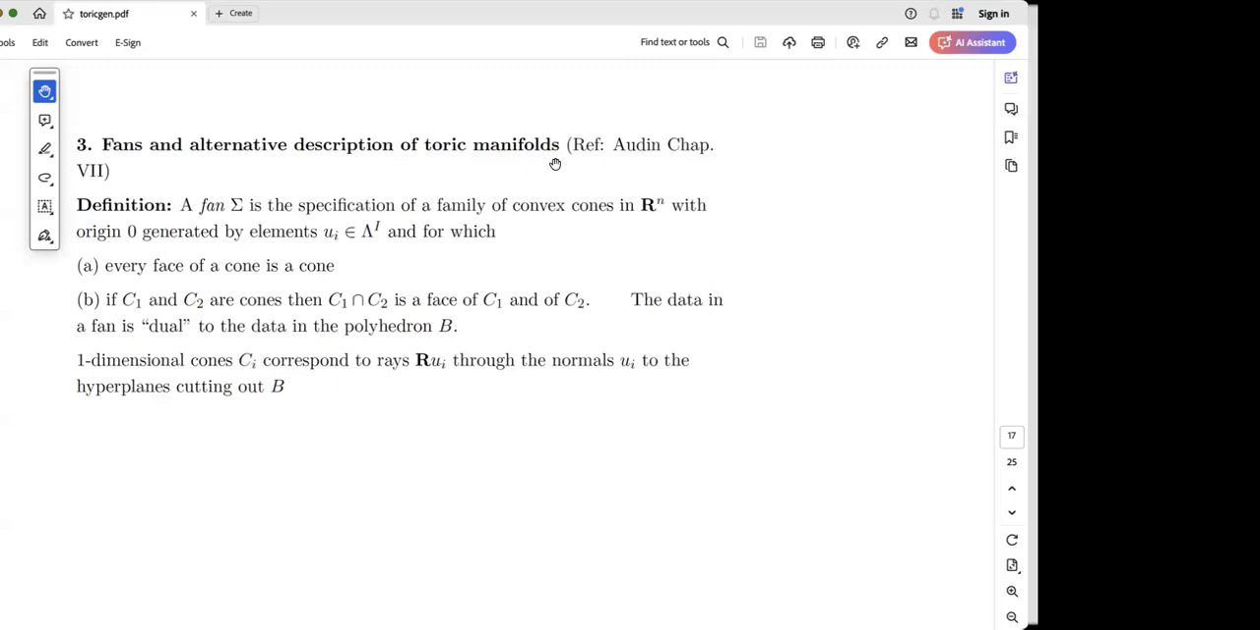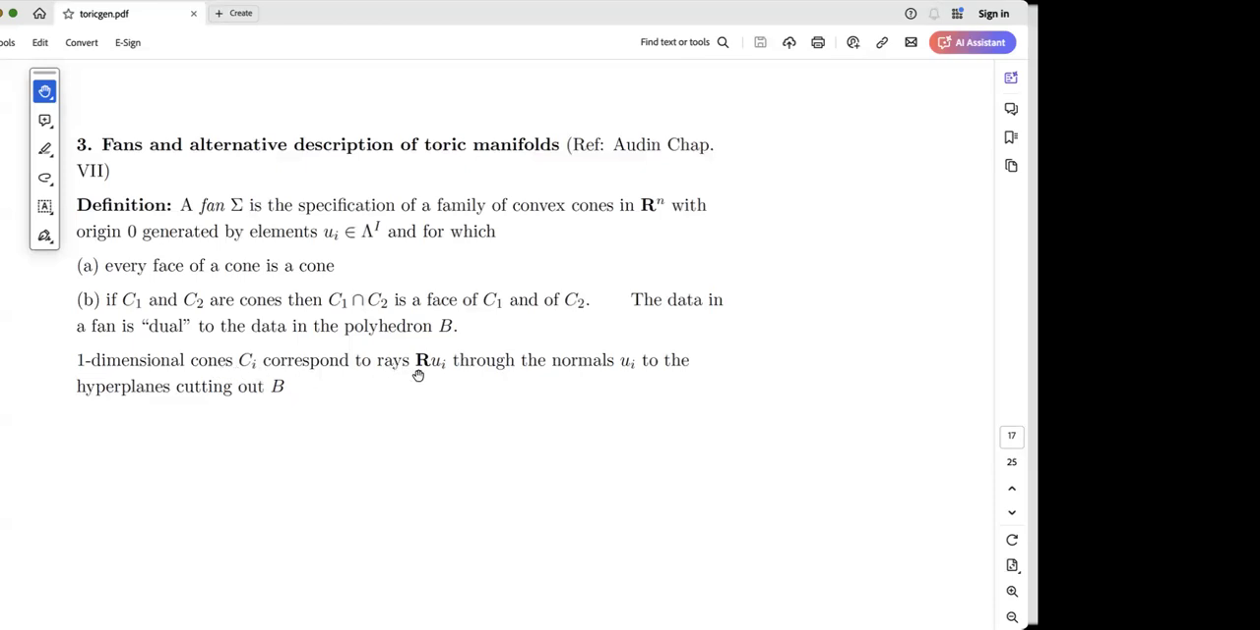So I will mention that a fan is the specification of a family of convex cones in R^n with origin 0, generated by elements u_I in the integer lattice, and for which, first of all, every face of a cone is a cone. And secondly, if you have two cones, then their intersection is a face of both of them, so a face of C1 and also a face of C2. The data contained in a fan is dual to the data contained in the polytope B.